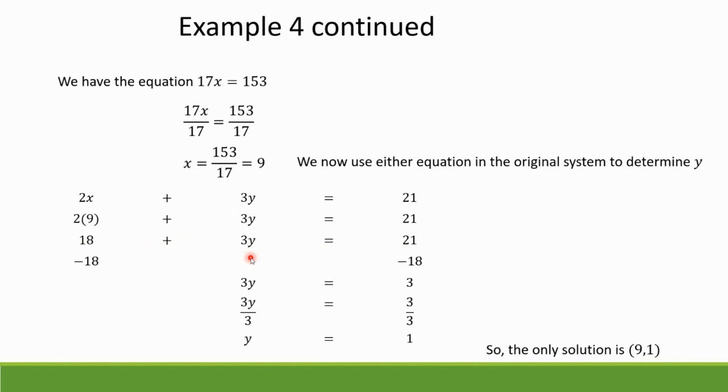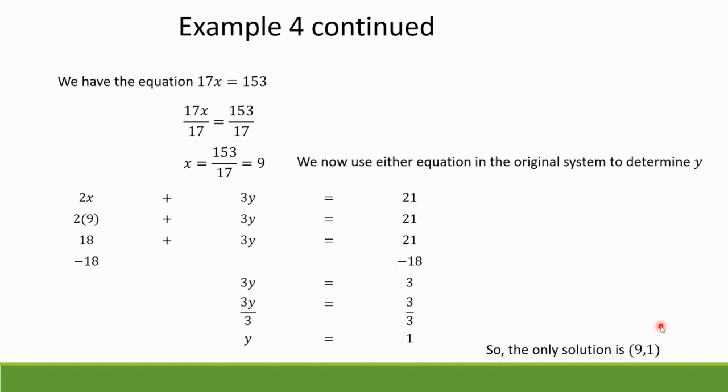We subtract 18 from both sides, and we get 3y equals 3. And then you divide by 3, you get y is 1. So the only solution is the ordered pair (9, 1). So that's what we get. Wait, sorry, went too fast.